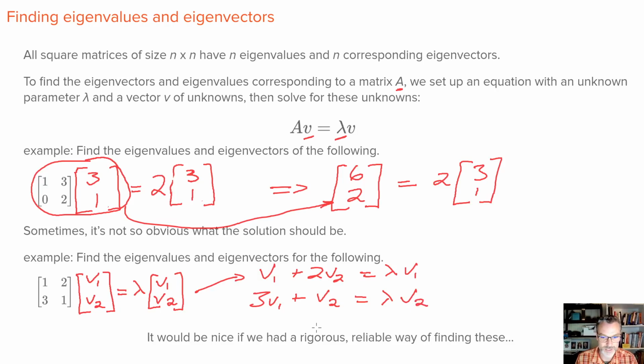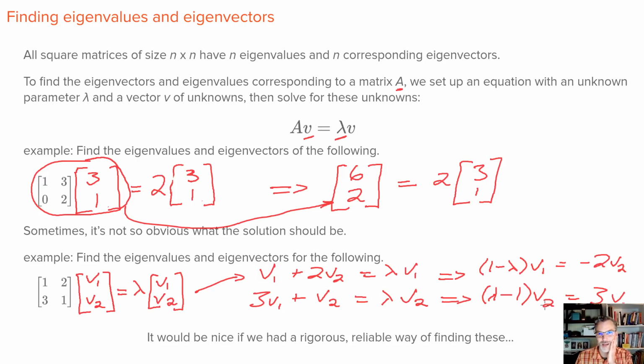Now I could try to solve this in some way. What's a good way we could do it? Well, maybe we'll just rearrange it like this. I've got 1 minus lambda times v1 equals minus 2 v2. And then down here, I could do something similar. I've got lambda minus 1 times v2 is equal to 3 v1.